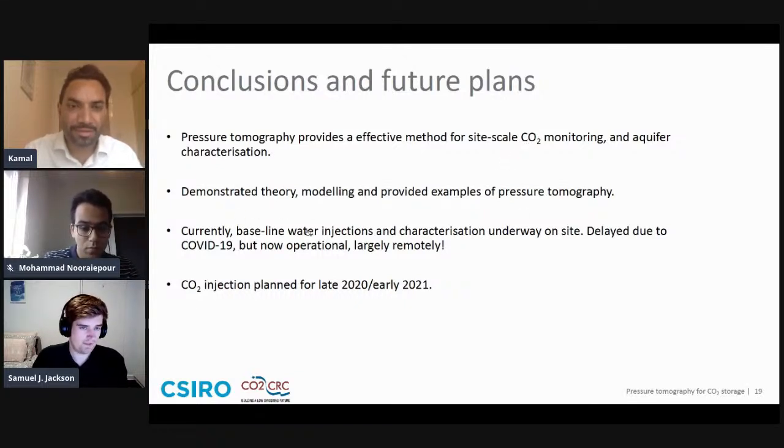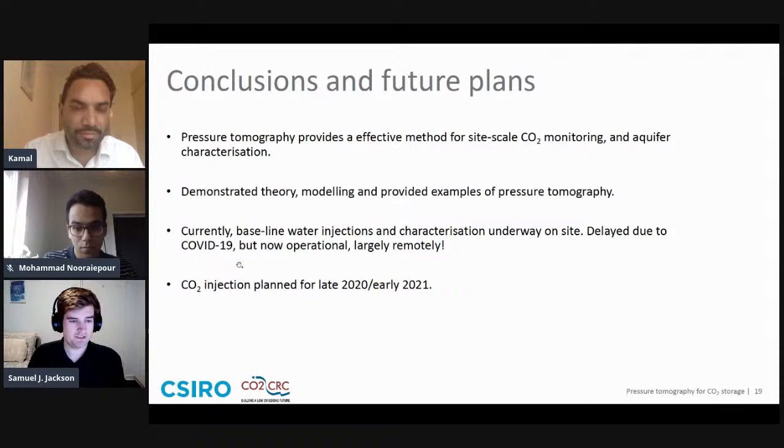So the actual future plans, we've done a few baseline water injections so far, and we've done a fair bit of characterization. This was initially delayed due to COVID-19, but is now fully operational. A lot of the sensing is actually remote. And the CO2 injection is planned for later this year and at the start of 2021.